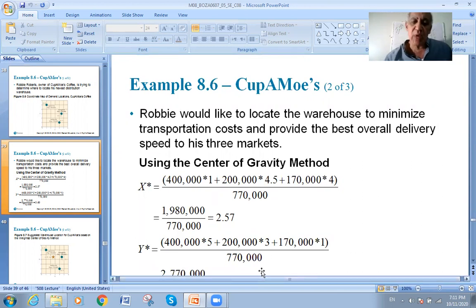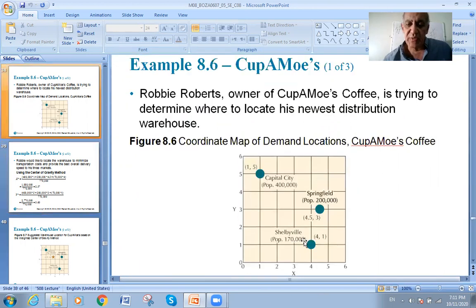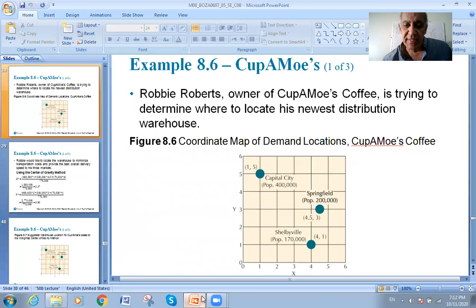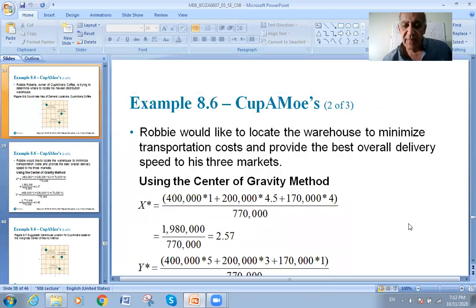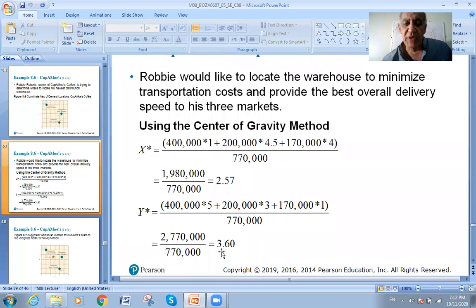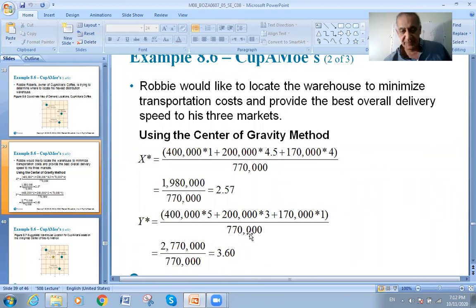The same thing we will do for y. As an example, let us see the 400,000. We'll check out where y is here. So for 400, you will multiply by 5. And 200, you will multiply by 3. And 170, you will multiply by 1. Then you will add all of them together. See, same idea. Here for y, 400 by 5, 200 by 3, 170 by 1. Then you will add them. Then the point of y will be 3.6.